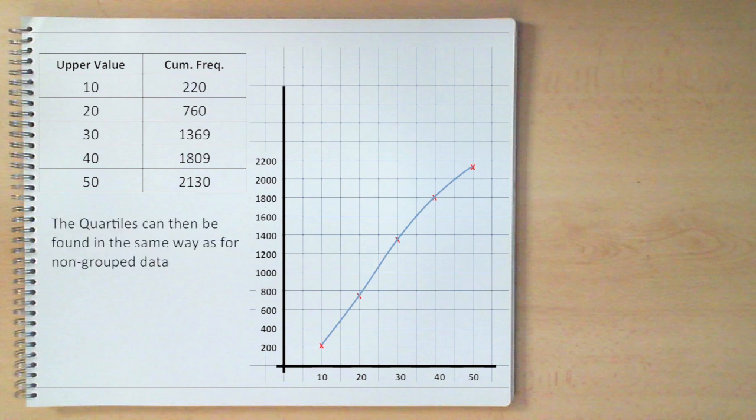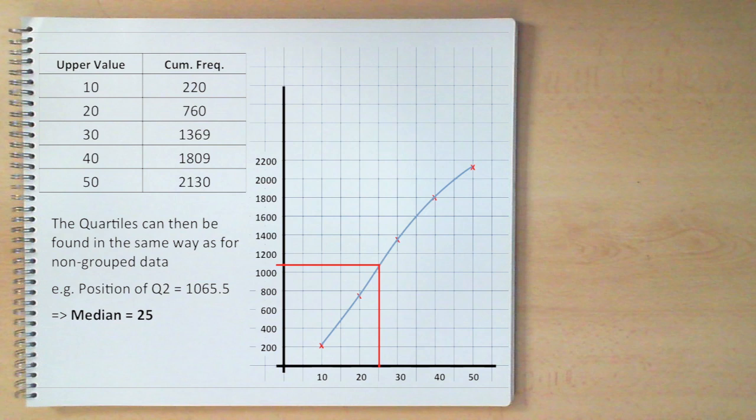The quartiles can be found as we can do it for non-group data. So for example here, the position of Q2. Q2 is half of 2130 plus 1, so that would be 165.5. We draw our line across from the y-axis, and then we draw down to the x-axis to get our value for Q2. And the value for Q2 in this case is 25, so the median of this data set is 25.